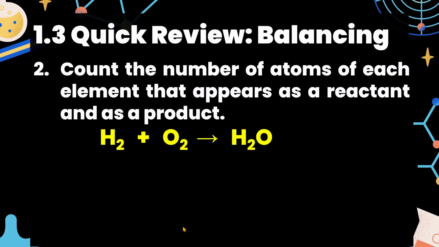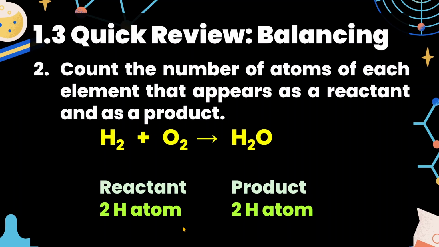So let's first count the number of atoms in the reactant side. We have 2 hydrogen atoms for H2, and for oxygen there are also 2, and in the product H2O, H2 means 2 atoms and O with a subscript 1 means 1 atom. As you can see, this is not balanced yet because there are 2 atoms for each hydrogen and oxygen, but there's only 1 atom for oxygen in the product side.